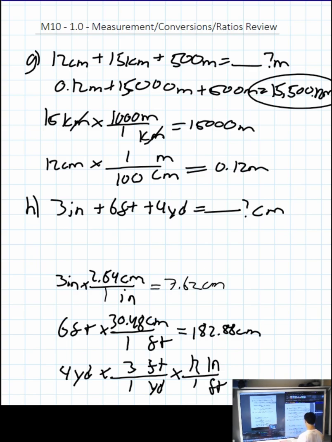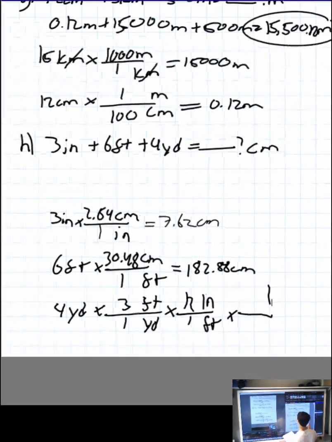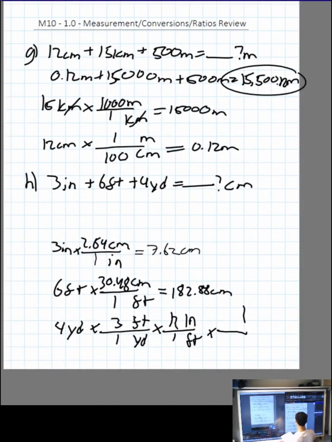And then let's times. Now we know that there are 2.54 centimeters in 1 inch. So if I take 4 and I times it by 3 and I times it by 12, times by 2.54, we're going to get 365.76. We can write it below, 365.76 centimeters. Circle our answer.